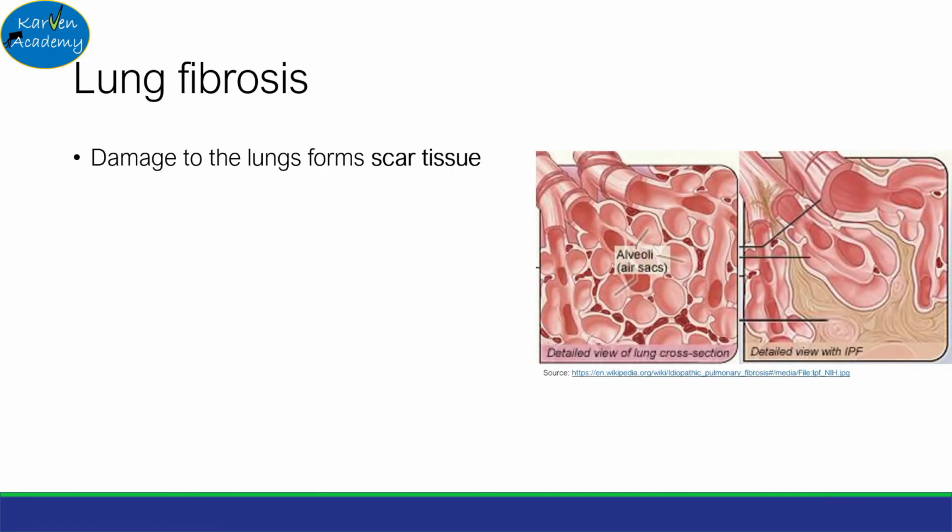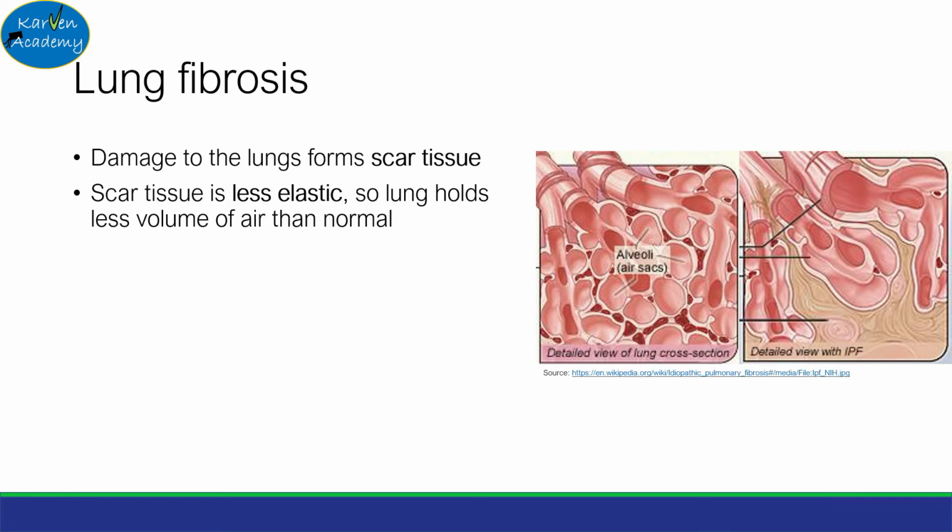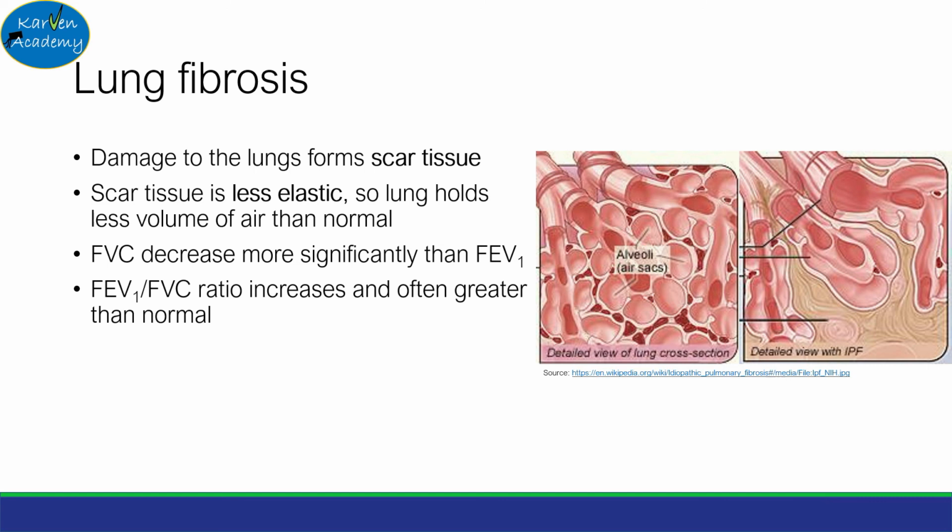Finally, let's look at lung fibrosis. This is where damage to the lungs causes scar tissue to form. And this is similar to the scab that forms on your skin when you injure yourself. Like the scab, the scar tissue is not very elastic, so the lung cannot hold as much volume as it did normally. In fibrosis, the FVC decreases more significantly than FEV1, meaning the FEV1 to FVC ratio increases and is often greater than a normal individual. And these are a few scenarios where getting a high percentage score is not necessarily good.